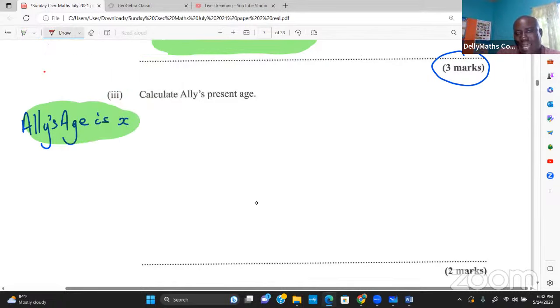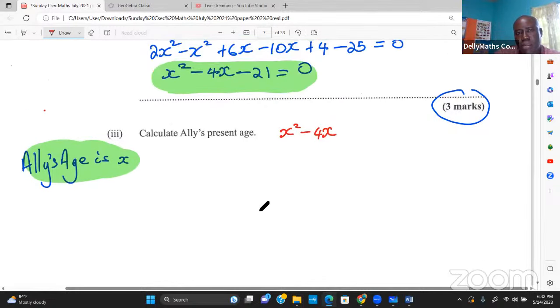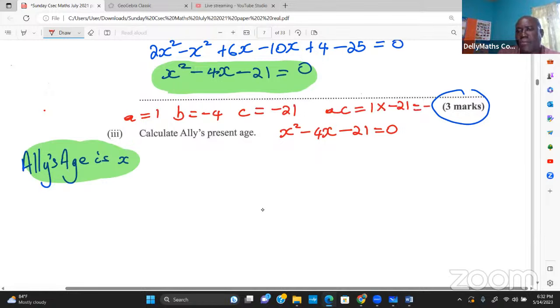Remember now, I just realized that x squared minus 4x minus 21 is 0. Of course, I can solve for x. All right, 3 and 7. So talking about a is 1, b is -4, c is -21, ac is 1 times -21, and that is -21. So what are the numbers for 21 that could give me a 4? 3 and 7. So we're going to be using up our 3 and our 7.